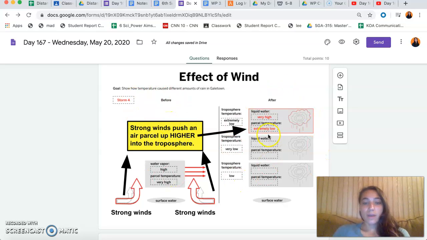Step two is that when the air parcel has been pushed up higher in the troposphere, there's going to be a greater temperature difference between the air parcel and the surrounding air. See how the surrounding air has extremely low temperature? Then more energy is going to transfer out, more water vapor will condense, and more rain will happen.